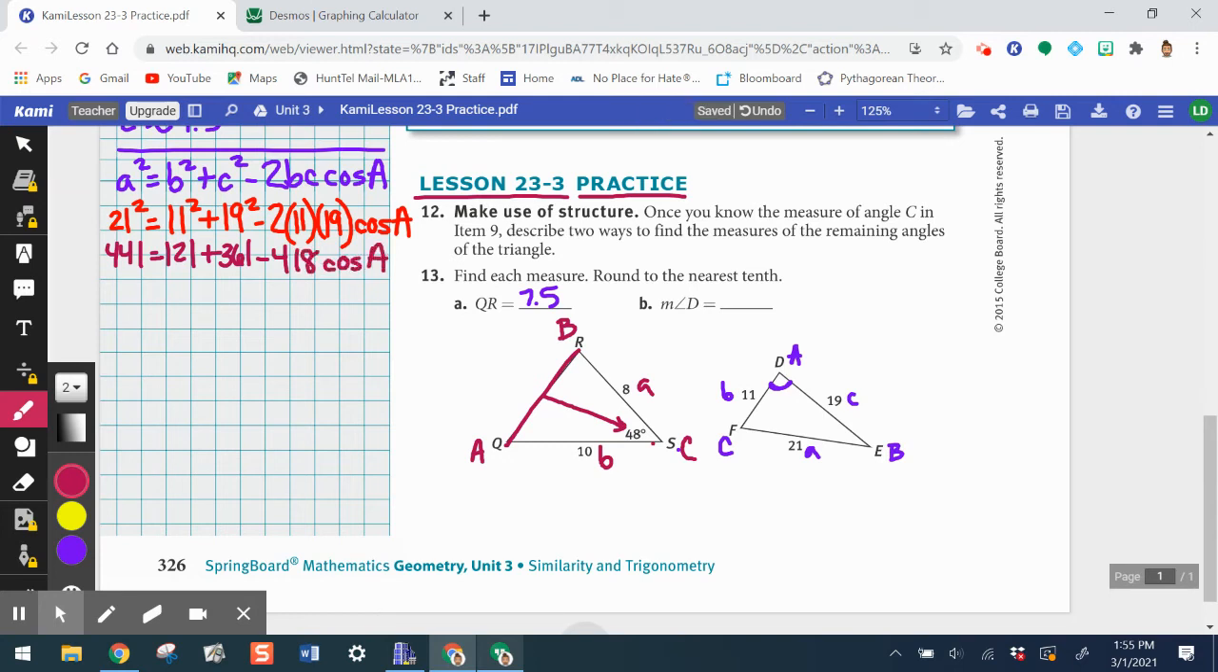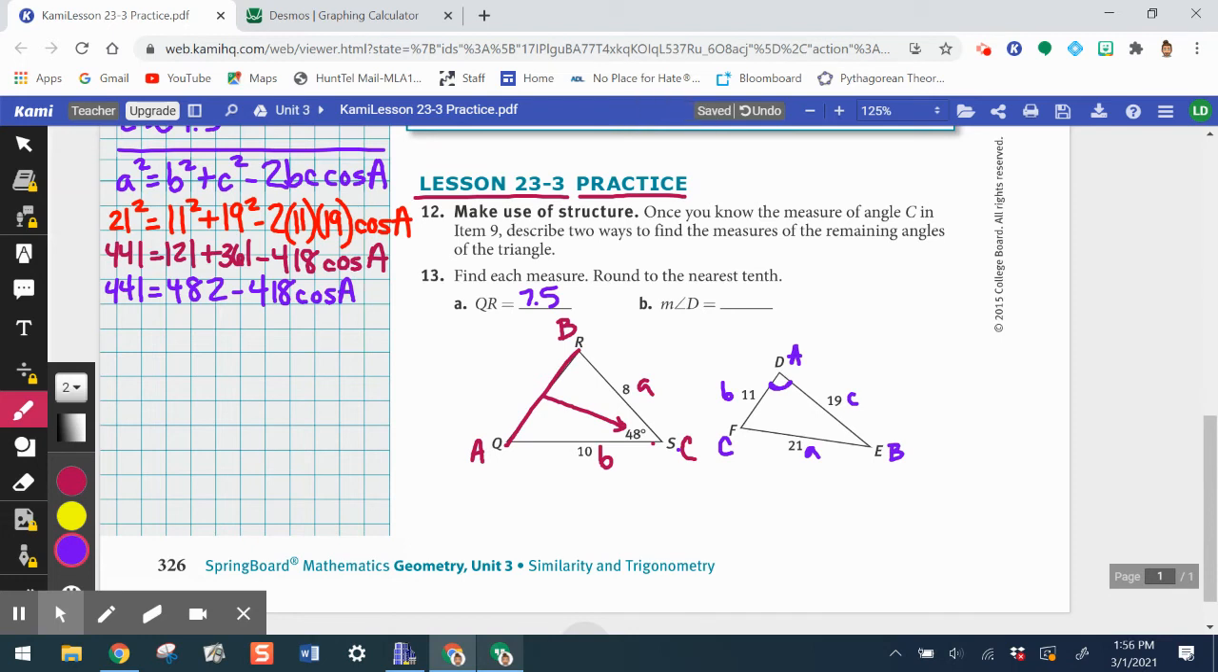Now, just like on the previous problem, we can go ahead and find this sum, even though there is multiplication here. And again, the main reason we could do that is because it's separated by this subtraction. So we have 441 equal to, I was about to write 121 again, but we're actually going to add 121 plus 361 and get 482 minus 418 times the cosine of A.